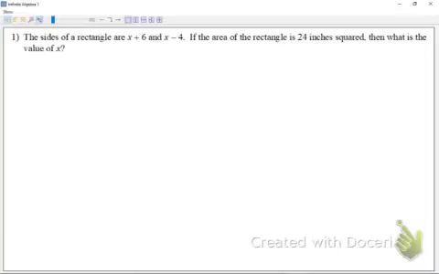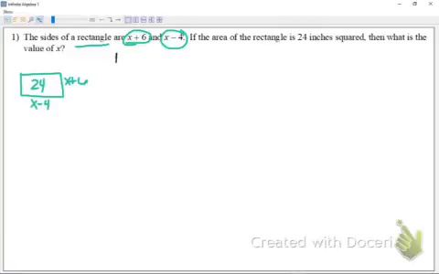So the first thing we need to do is take note that this is a rectangle. If you have to draw a picture, draw a picture. It tells us that one of the sides is x plus 6 and the other side is x minus 4. It doesn't matter which side you label as which side. So then it tells us that the total area is 24 inches squared. Now, how do you find area of a rectangle?